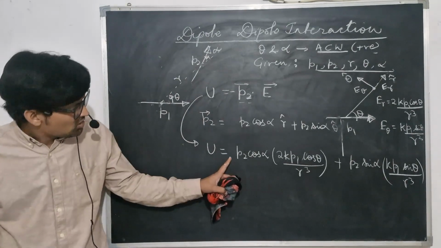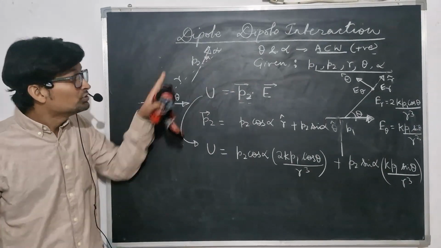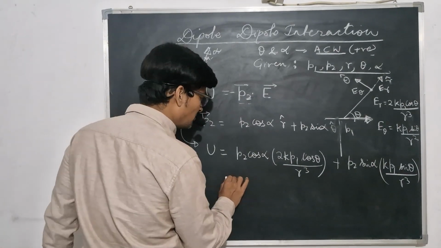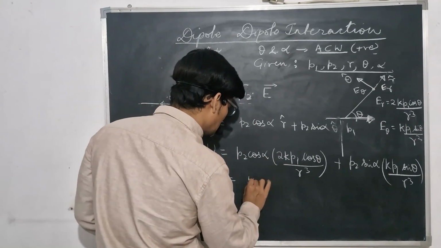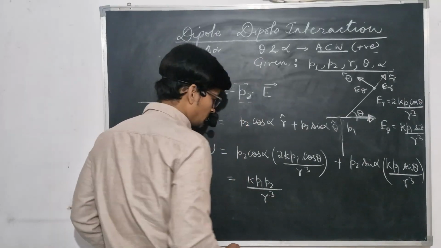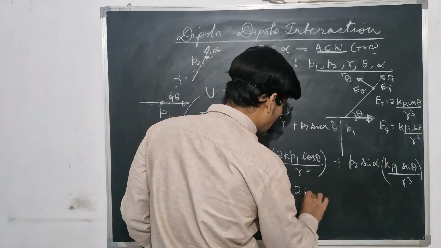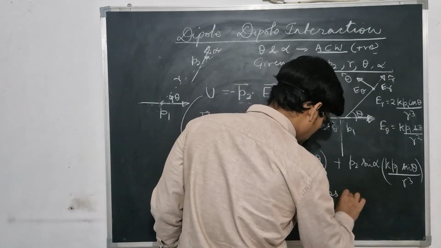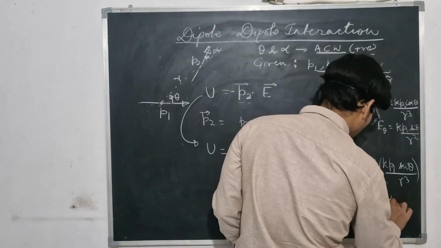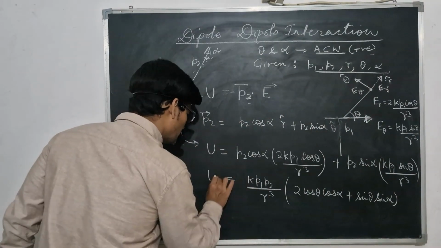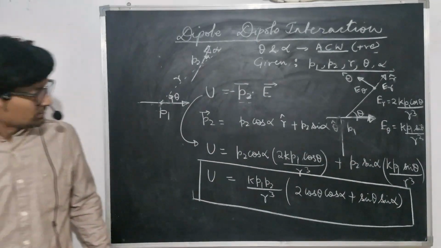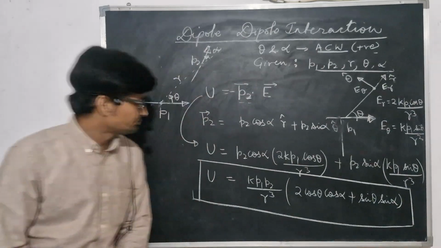So this is nothing but the potential energy U of this dipole due to the electric field created. And if you simplify it, you have to take k P1 P2 upon r cube, and then we have 2 cos theta cos alpha plus sin theta sin alpha. So this is our potential energy, which we have derived: k P1 P2 by r cube times this term.